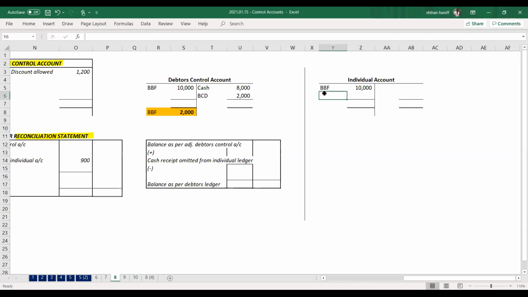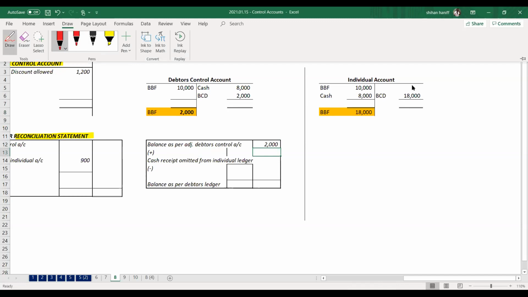But in the individual account, this was debited 8,000. So what is the balance in the individual account? 18,000. You can see, balance as per control account is 2,000.